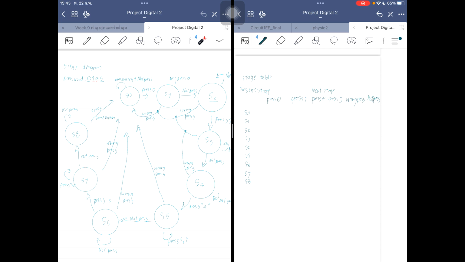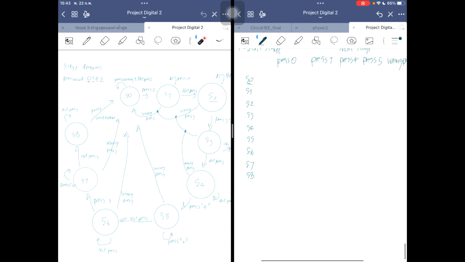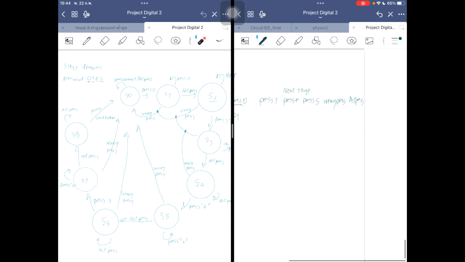Okay, start. We will look at state 0. In state 0, when I press 0, it will go to state 1 immediately. Then we look at state 0 and press 0, and the result is go to state 1. And another condition is press wrong and not press. In state 0, when I press wrong or not press, it will stay in state 0.